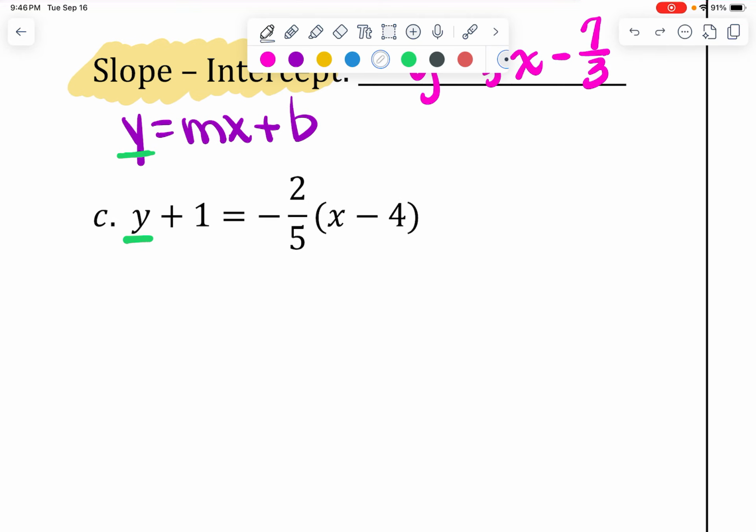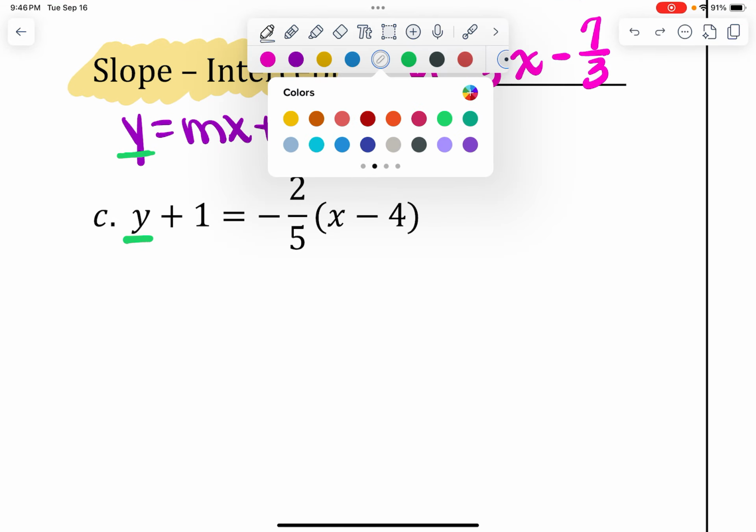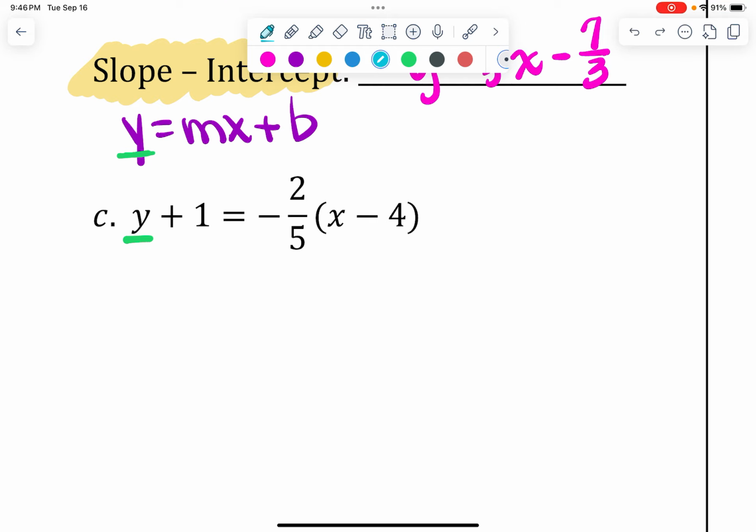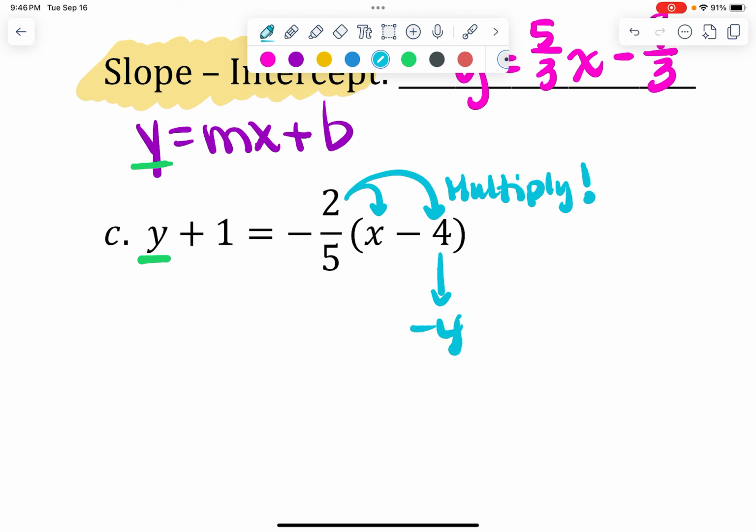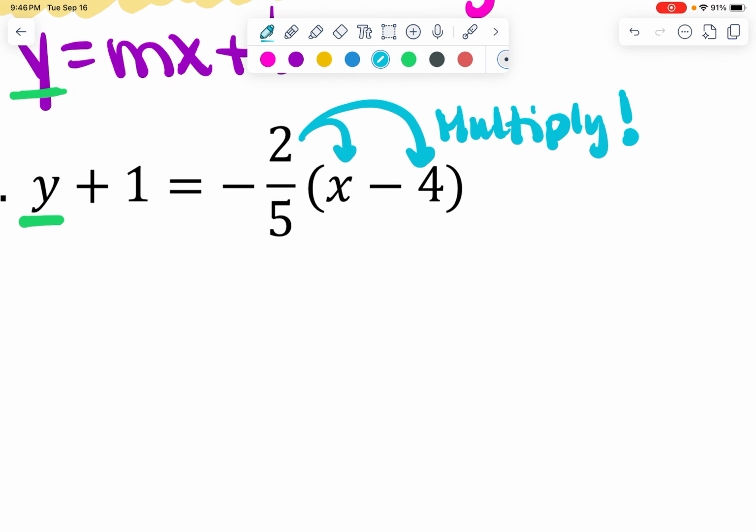Okay, so let me go find a better color here. I like this turquoise. Okay, so the first thing we need to do is distribute, which means to multiply. Please make sure you are multiplying and you're doing it to both terms. Some of you guys just keep bringing the -4 down as if you draw the arrow, right? You draw the arrow to show that you have to take the -2/5 times the -4, but you don't actually do it. So please make sure that you're actually multiplying. Just use your calculator if you need to.